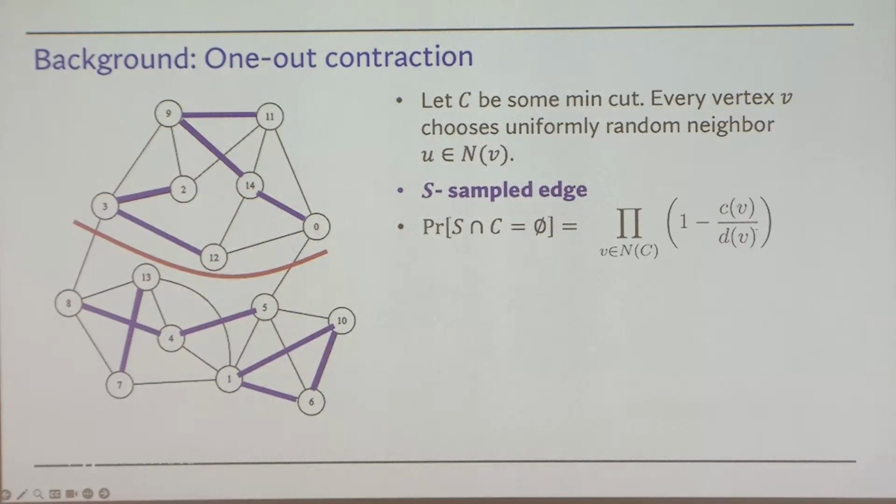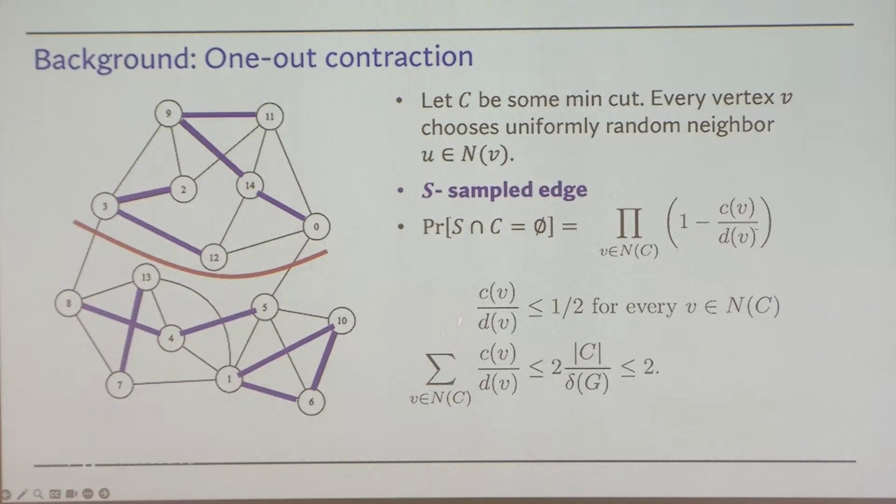But in a more general case, what you're going to get is the following, right? For every vertex V in the neighborhood of the cut C, you're going to get the number of edges crossing the cut divided by the degree. This is the probability that it crosses the min cut. So 1 minus this probability, it does not cross. And you multiply over all the vertices.